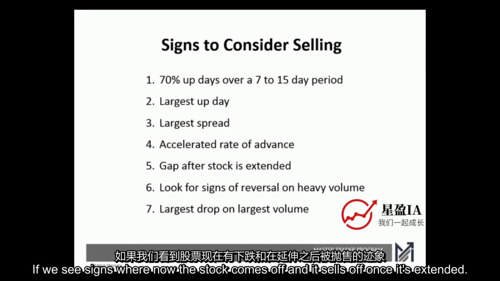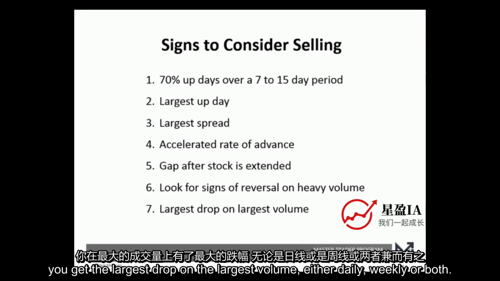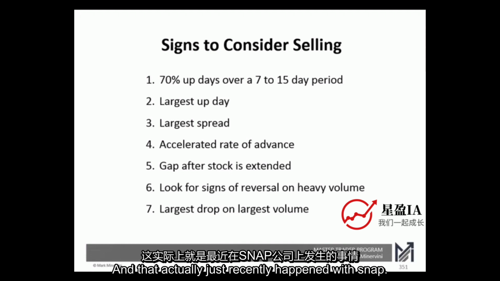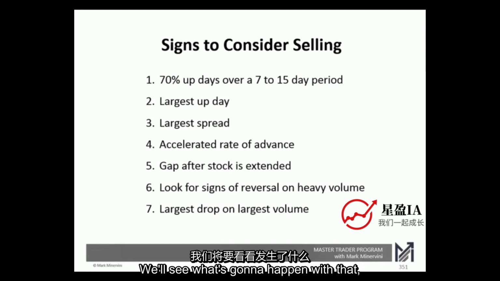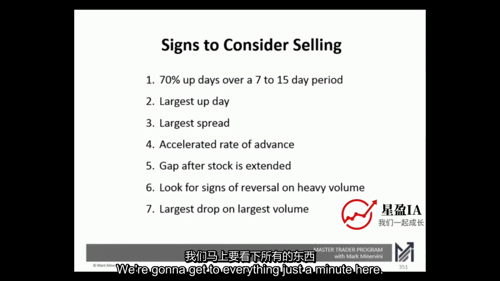If we see signs where now the stock comes off and it sells off once it's extended, and it's very heavy volume, that's another big red flag. Or the worst red flag of all, you get the largest drop on the largest volume, either daily, weekly, or both. And that's a super negative. And that actually just recently happened with Snap. We'll see what's going to happen with that. But it was a big break on earnings.